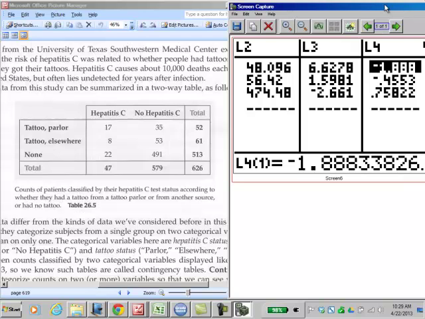But we're going to ask another question now, which we can generalize: what is the connection between getting a tattoo in general and getting hepatitis C? Forget about where you get it. Just getting a tattoo or not getting a tattoo. Suppose we combine this data here, just tattoo yes and tattoo no.